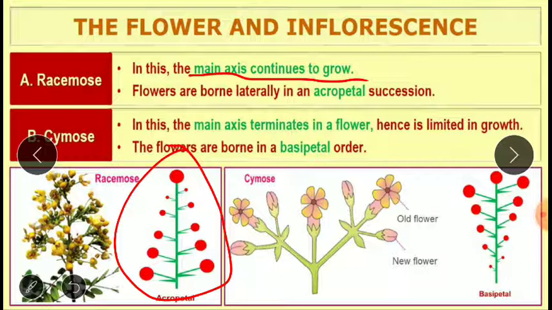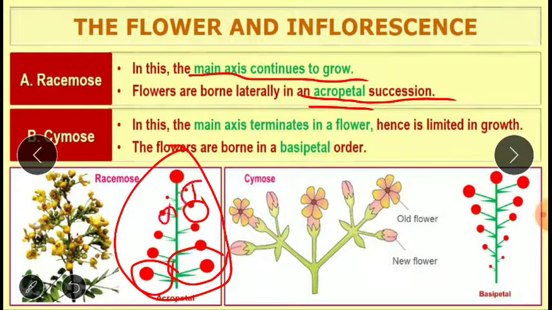In this type, the flowers are borne in an acropetal succession. This word acropetal we have already seen when we were studying the leaf. Acropetal arrangement means the older, larger flowers are at the base and the younger flowers continue to grow at the top. This type of arrangement is called acropetal order. So the racemose inflorescence follows the acropetal order.